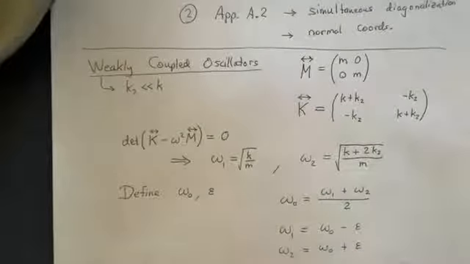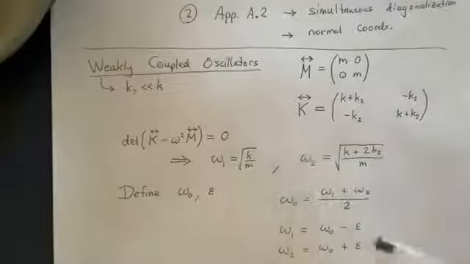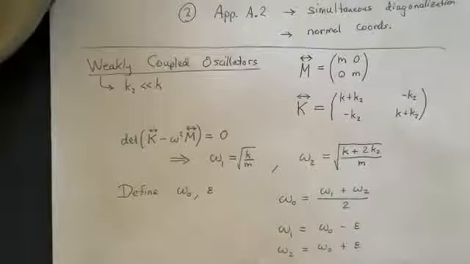Okay, so going forward, we're going to prefer not to talk about omega 1 and omega 2. We'll be talking about omega naught and epsilon. This will be a useful way to organize the various calculations that we're going to launch into.